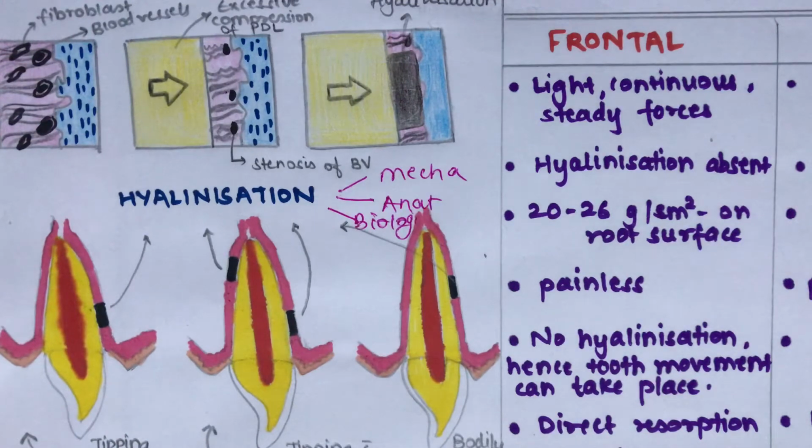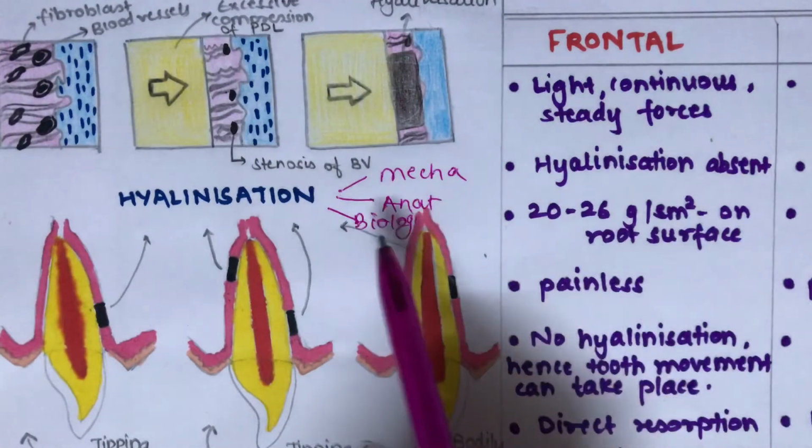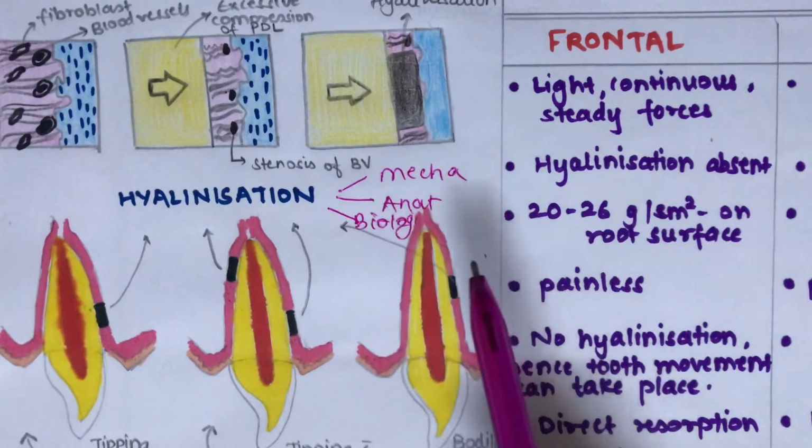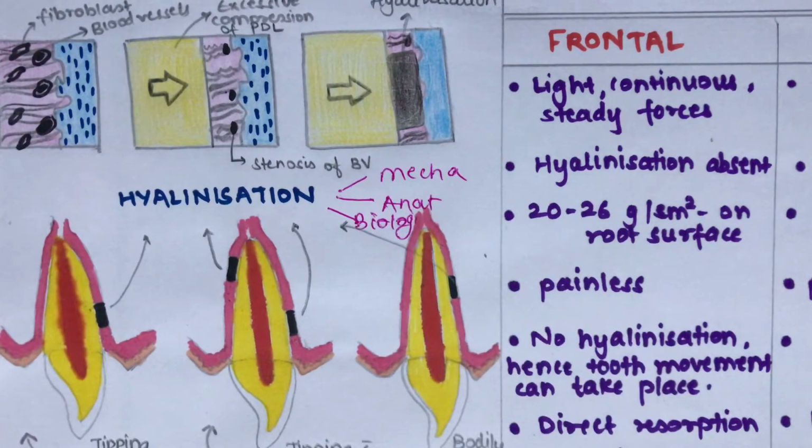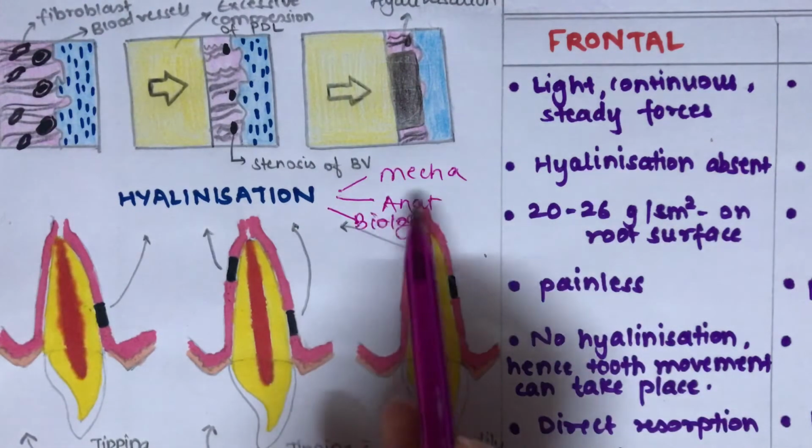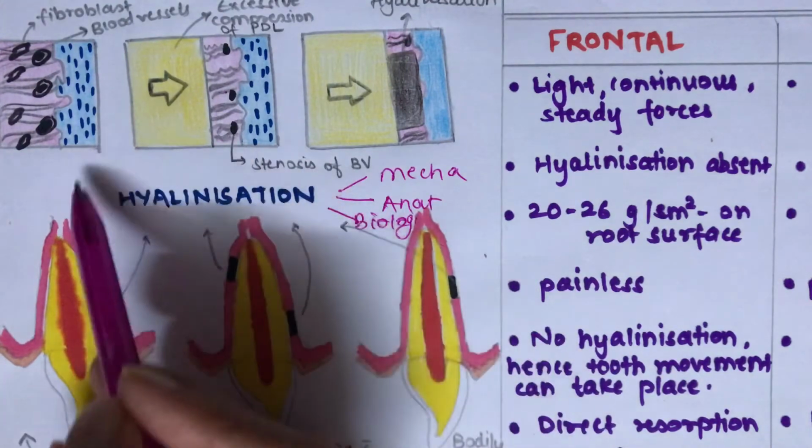The next is the anatomic factor. So anatomic factor is the form of the bone, whether the bone is cancellous or cortical. And the next is the outline of the bone surface. Now the biological factors are the age of the patient and the systemic condition of the patient. So in age, the older age group is more prone to hyalinization than the younger patient because of the reduced blood supply of the bone. So that is the biological factor. So these are the factors that will affect the hyalinization.